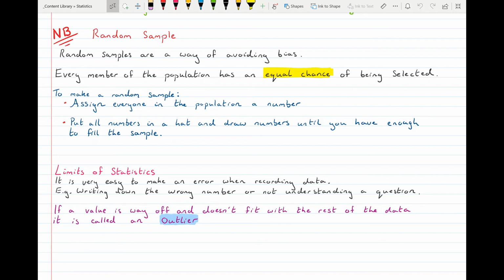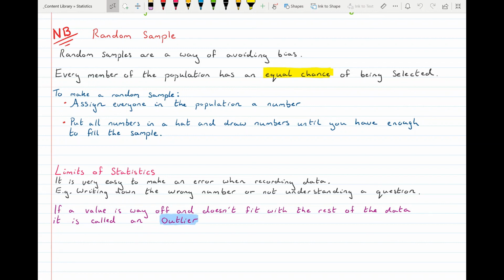Some of the limitations of statistics are that it's very easy to make an error when you're recording data. If I'm typing all the pieces of data into the computer, it's very easy to hit the number 6 instead of the number 7, and you put an error into a piece of data. Or if someone is talking to me over the phone, maybe I will mishear them and write down the wrong piece of data. It can happen very easily.